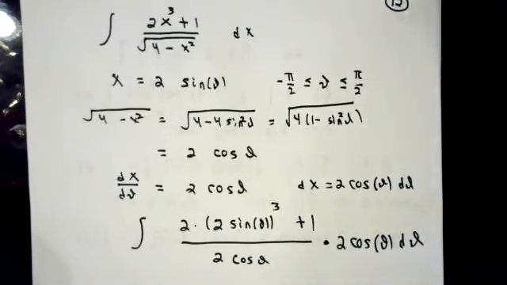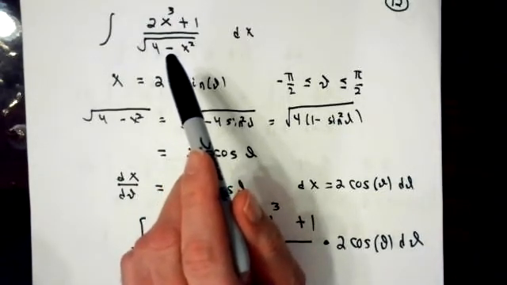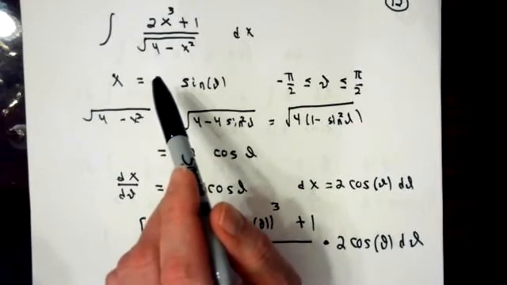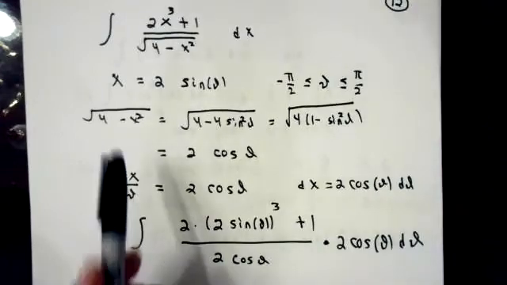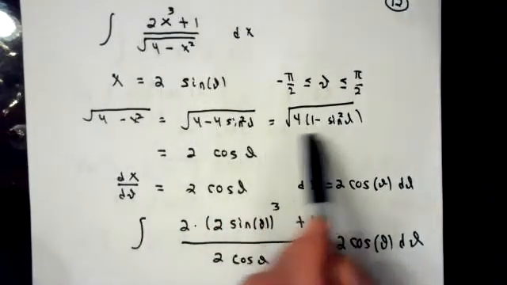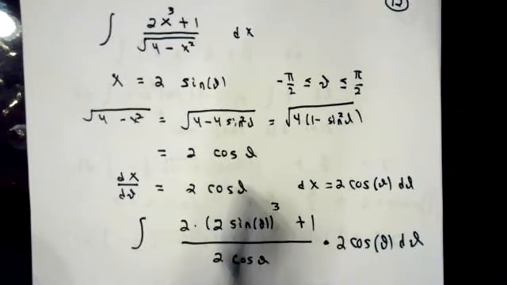I want to look at a slightly more complicated situation in which the numerator isn't just a single term. I'd like to look at the integral of the fraction 2x cubed plus 1 upstairs and square root of 4 minus x squared downstairs. In view of what we did before, obviously I should let x equal 2 times sine of theta, where theta is in my very nice interval of values. Square root of 4 minus x squared, when all the dust settles, is going to be 2 cosine theta.